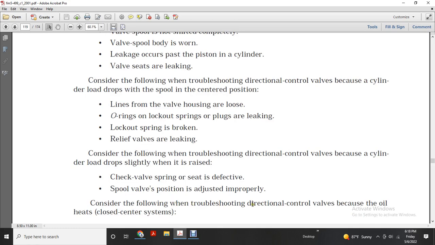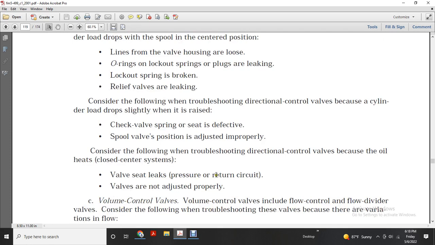Consider the following when troubleshooting the directional control valve because of the oil in a closed center system. Valve seat leaks. Pressure in a return circuit. Valves are not adjusted properly.